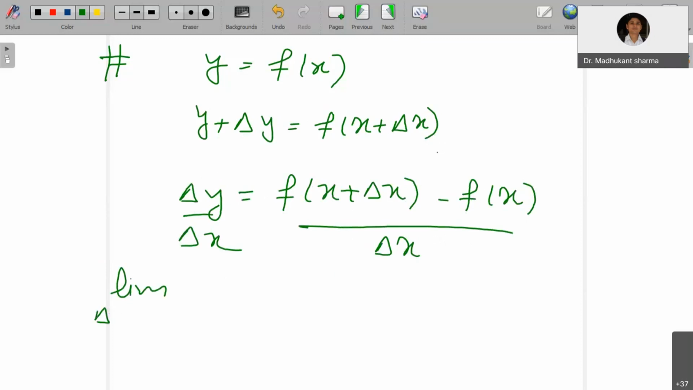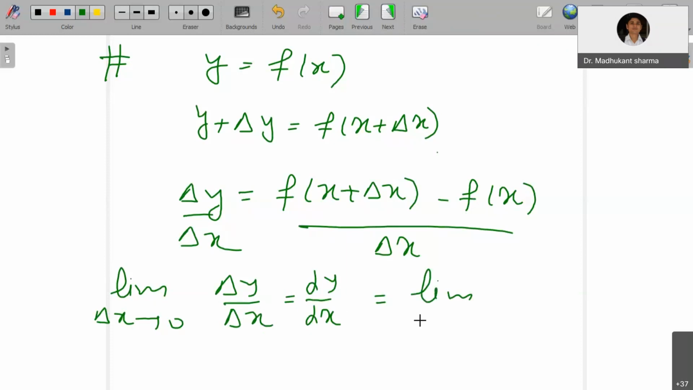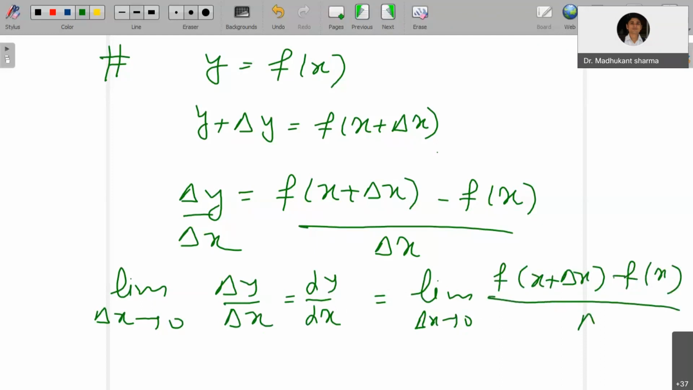Right, as delta x tends to 0, delta y by delta x, which you have denoted by dy by dx, is going to be the limit as delta x tends to 0 of f of x plus delta x minus f of x, divided by delta x. Right, so this is how we have defined the fundamental definition of the derivative in the single variable case. What about the two variable case?